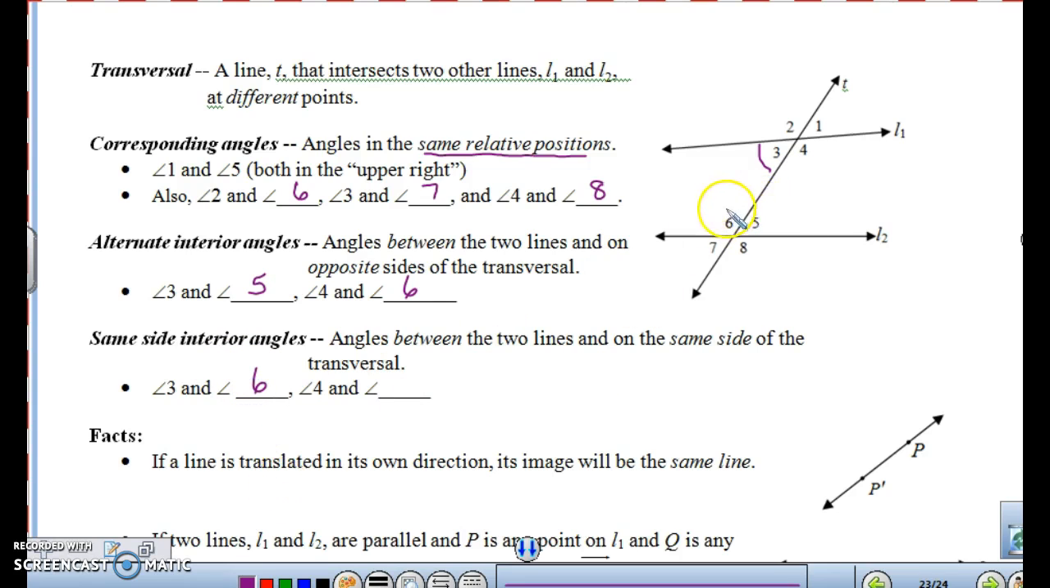So angle 3 and angle 6 here are same side interior angles. Angle 4 here would be a same side interior angle with angle 5. Those are the kinds of angles that are formed when you have two lines cut by a transversal.